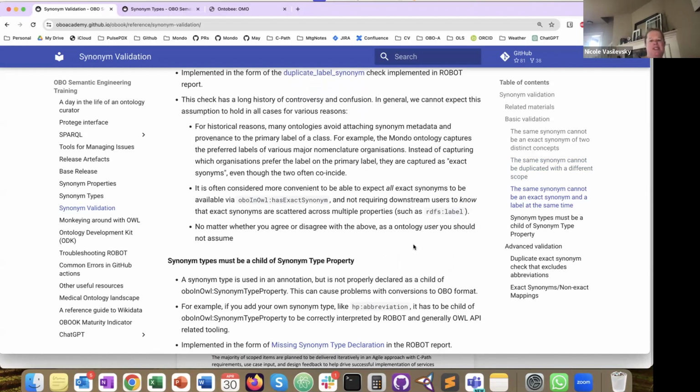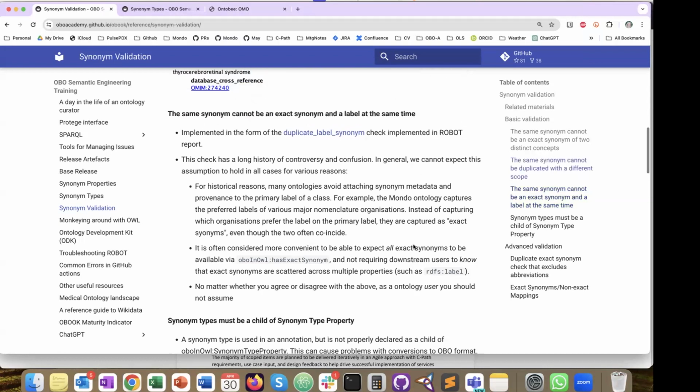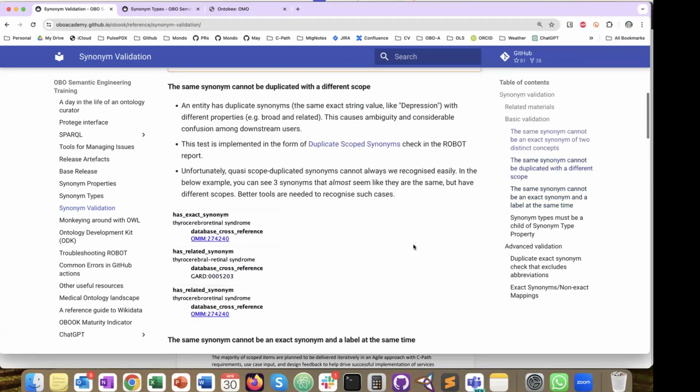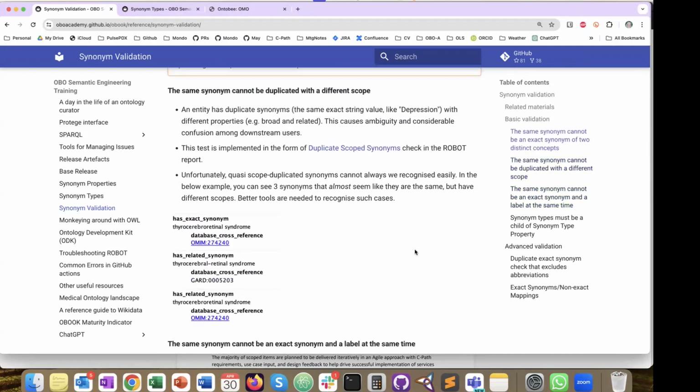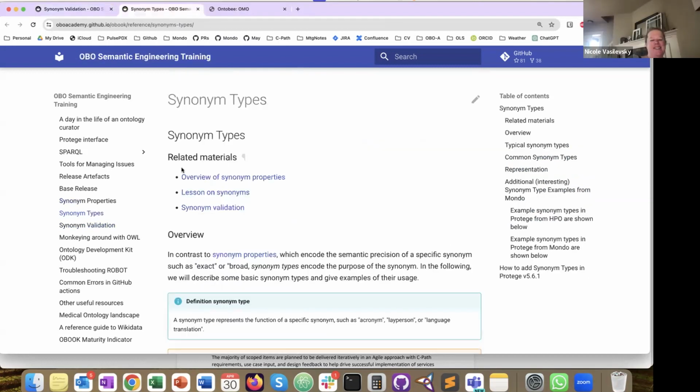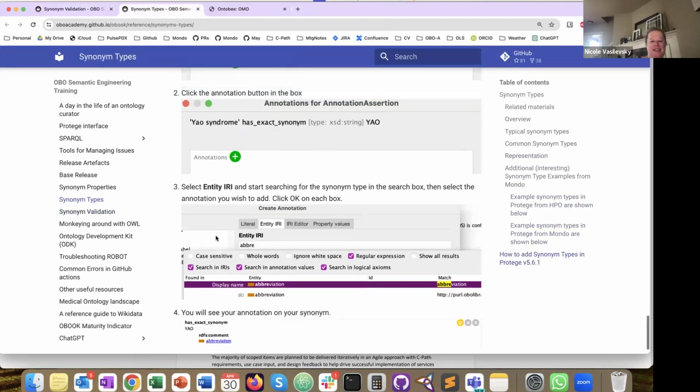Oh, Sue, I see you have a question. Yeah, I want to go back a little bit, which is why I was raising my hand, to not interrupt. Sure. You had the example for the walkthrough of how to add the synonym type, and you had put it in as an RDFS comment, but is that the way it should be done, or should it be done as has synonym type? No, it should not be a comment. That's probably a mistake.